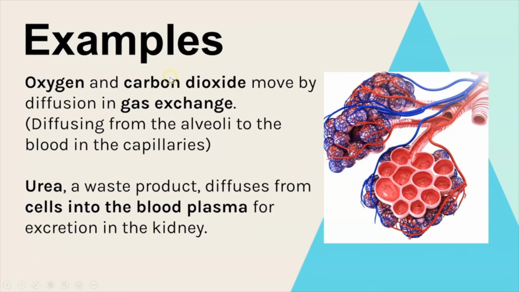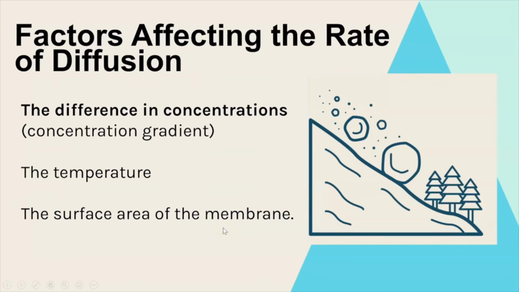So examples of where this happens in biology. Oxygen and carbon dioxide move by diffusion in gas exchange. So in the alveoli, oxygen diffuses from inside the alveoli into the blood capillaries, and carbon dioxide diffuses from the blood capillaries back into the alveoli to be exhaled. Urea, which is a waste product, diffuses from the cells where it's made into the blood plasma, and then it's transported to the kidneys to be removed. So what factors will increase the rate of diffusion? There's three: the difference in concentration gradients, the temperature, and the surface area of the membrane.